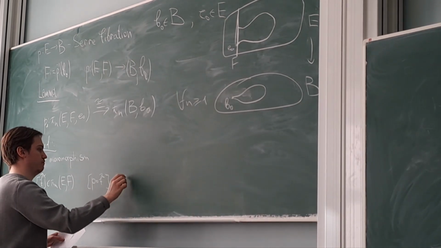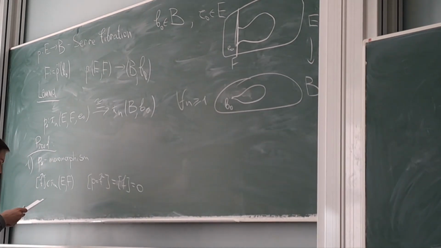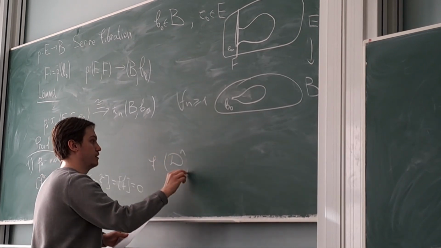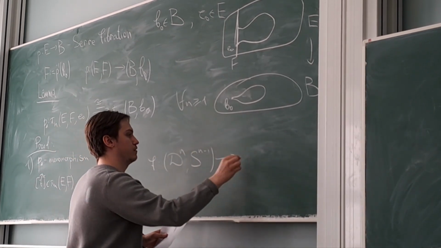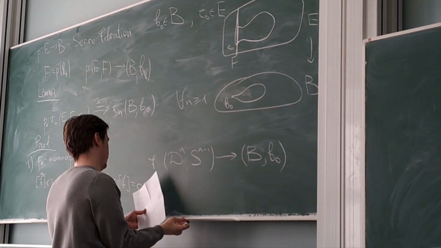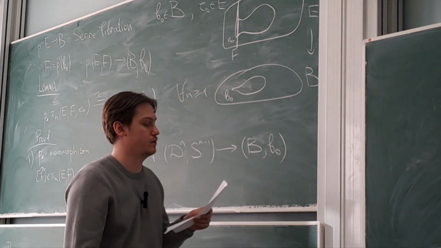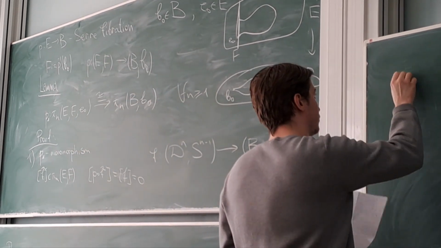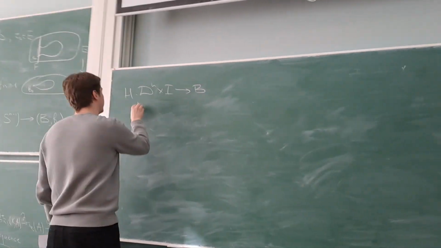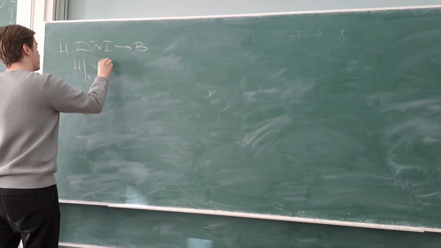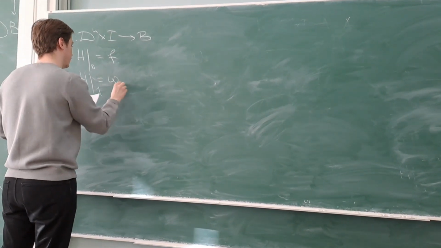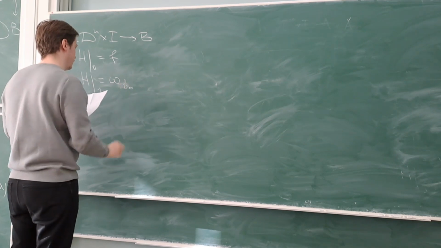Let me denote it just by F. I assume that this is equal to 0. So then F is represented by some relative spheroid, the usual spheroid one, and it's homotopic to 0. So it means that there exists some homotopy in B such that the restriction of H on 0 is precisely F, and the restriction on 1 is omega B0, in fact.